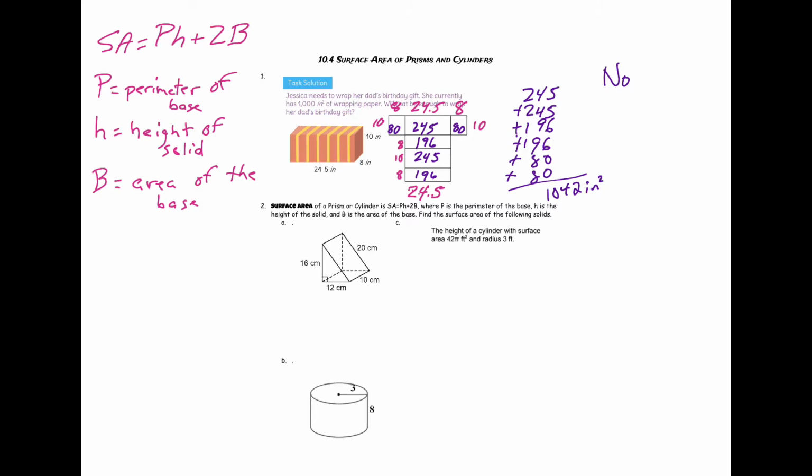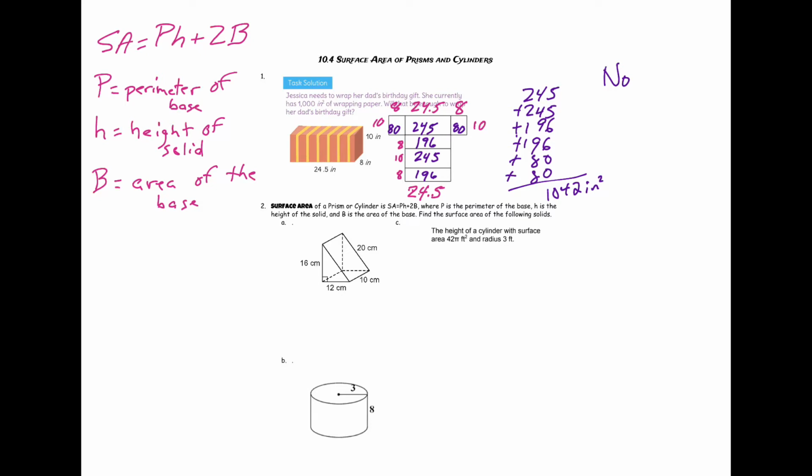If we take a look at why this is the case, if we look at our other example, first of all, we have 2 bases, right? So in this case, we had our base that was 80 and 80. So that's where the 2 times B comes from. And then we have perimeter times the height. If I look at the perimeter of this base here, if I want to call this my base, 8 times 10, the perimeter is this distance right here. So the 10 plus 8 plus 10 plus 8, that would be my perimeter. And then times the height of my prism, 24.5. So the way this net is drawn, you have that there.